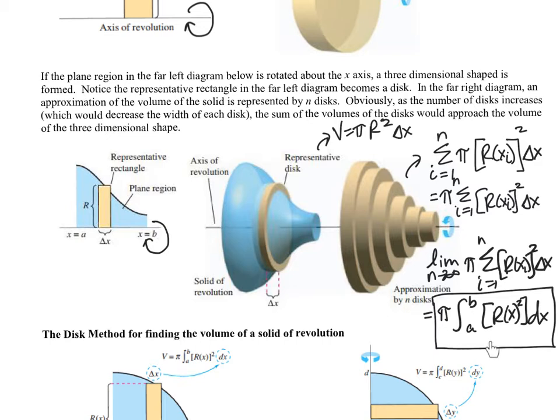So this fancy formula is what we call the disk method. So let's just write down what it is. It is the disk method. And what is it the disk method of? It's the disk method of finding the volume of a solid.